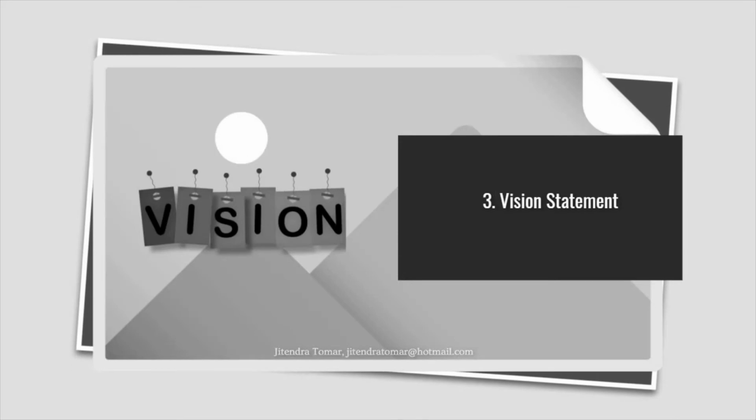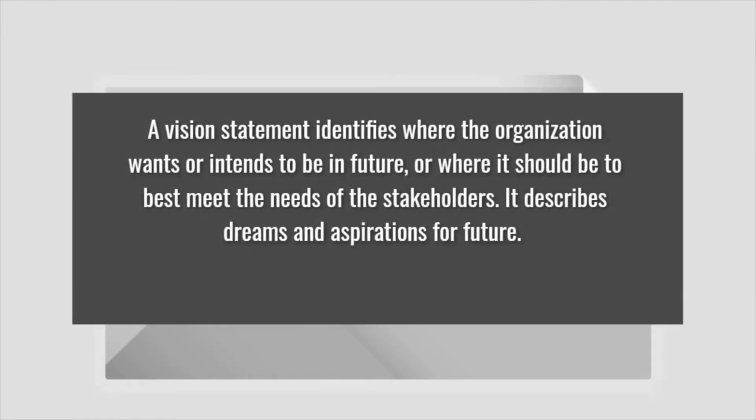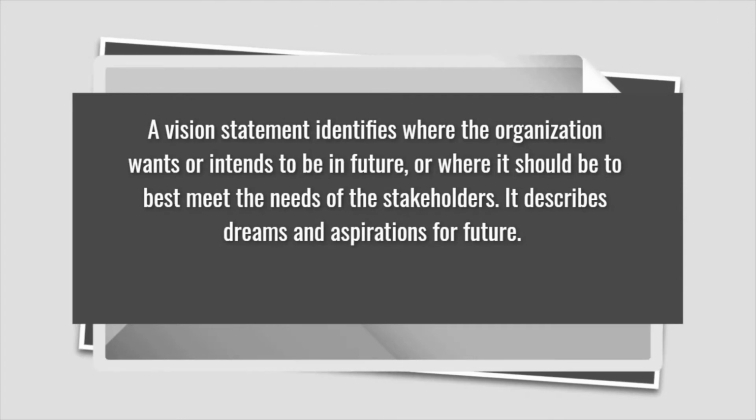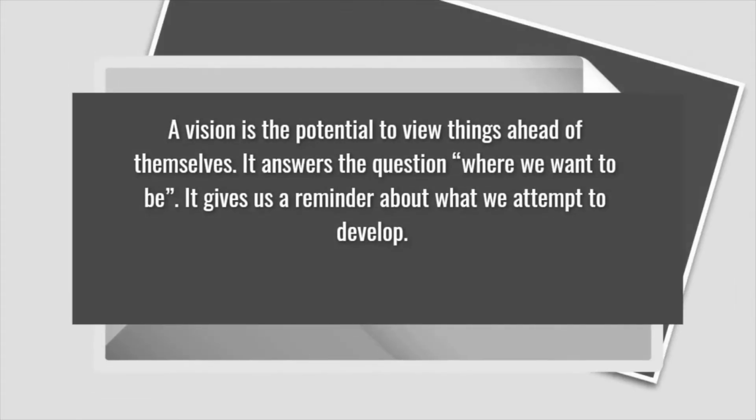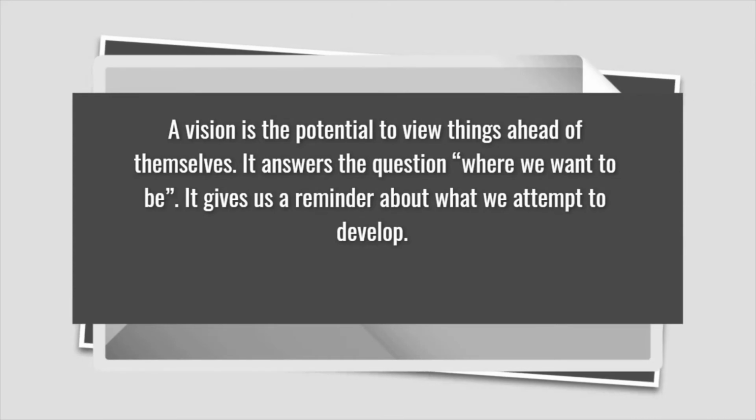Let's discuss the third component of strategy statement. The vision of an organization. A vision statement identifies where the organization wants or intends to be in future, or where it should be to best meet the needs of the stakeholders. It describes dreams and aspirations for future. A vision is the potential to view things ahead of themselves. It answers the question where we want to be. It gives us a reminder about what we attempt to develop.